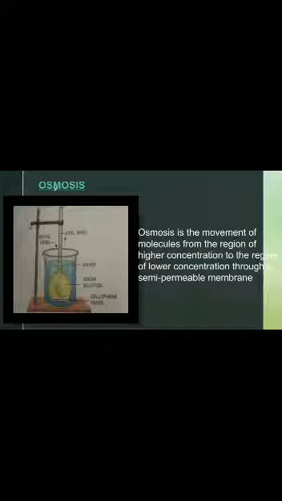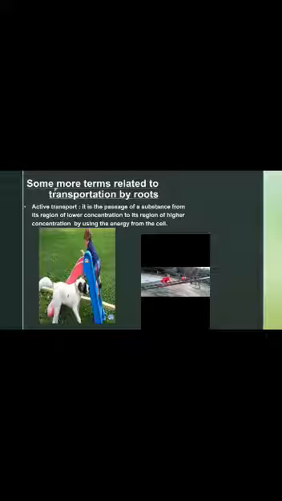Okay, now let's look at the next process. One more thing, friends: the most important term in osmosis is the semi-permeable membrane. It is very important. Now let's look at active transport. It is just the opposite of osmosis. Osmosis is the passage of a substance from its region of higher concentration to the region of lower concentration. Active transport is the passage of a substance from its region of lower concentration to the region of higher concentration by using energy from the cell.